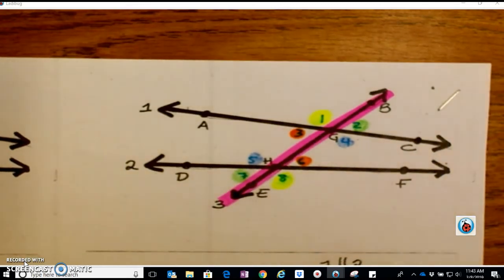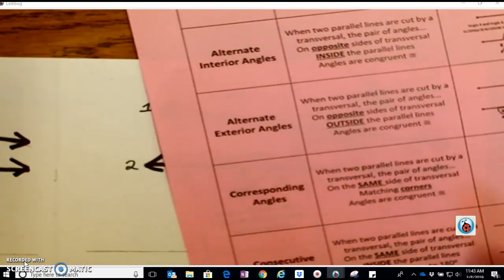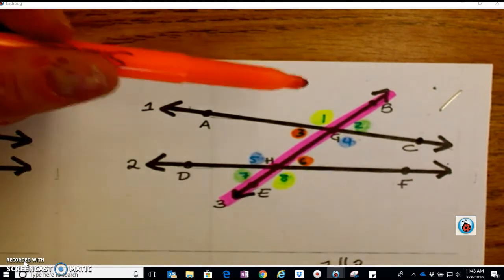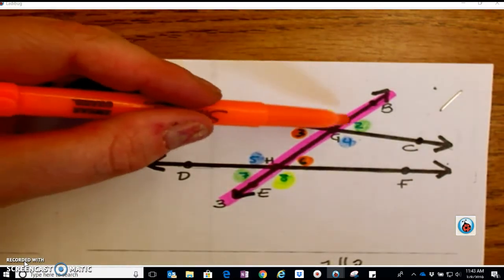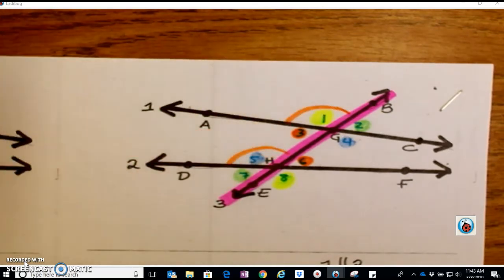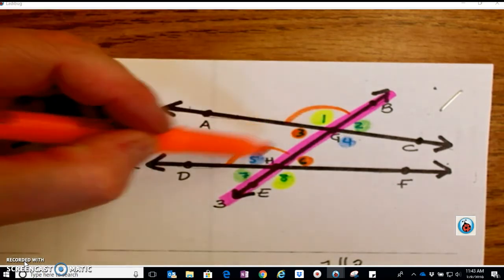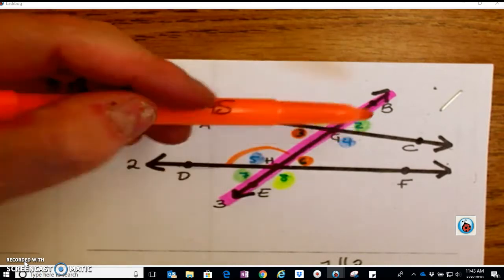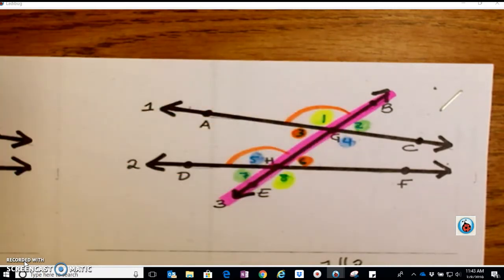We also have what are called corresponding angles. Those are more specific to parallel lines too. They have relationships, but corresponding means that they're in the same place. They're on the same side. So for example, angle 1 and angle 5 are in similar positions and they're on the same side of the transversal. So that's corresponding. Okay. So 3 and 7 would be considered corresponding. They're in similar positions on the transversal. So 2 and 6, 4 and 8.